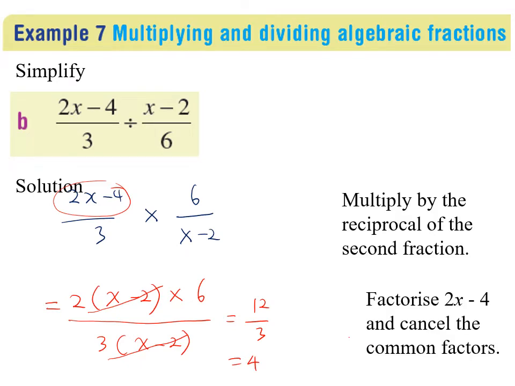Okay, so the instruction here is multiply by the reciprocal of the second fraction. So the reciprocal means x minus 2 over 6 becomes 6 divided by x minus 2. You notice that when you change divide to multiply, you take the reciprocal, and then you factorize 2x minus 4, and you cancel the common factor.